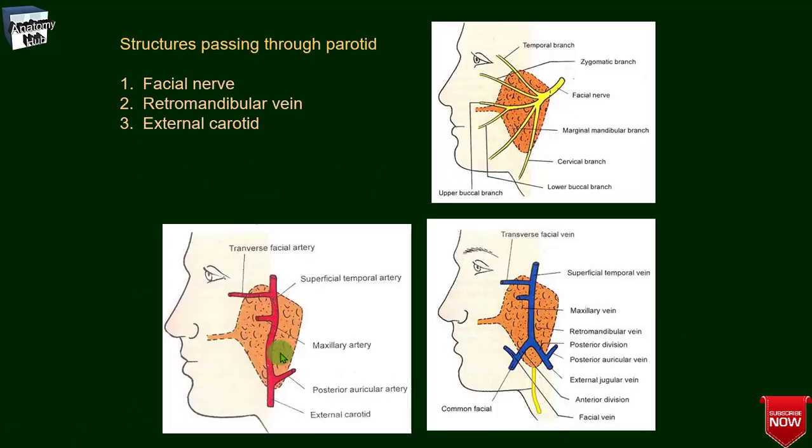So the structures passing through the parotid are the facial nerve, the retromandibular vein, and the external carotid artery.